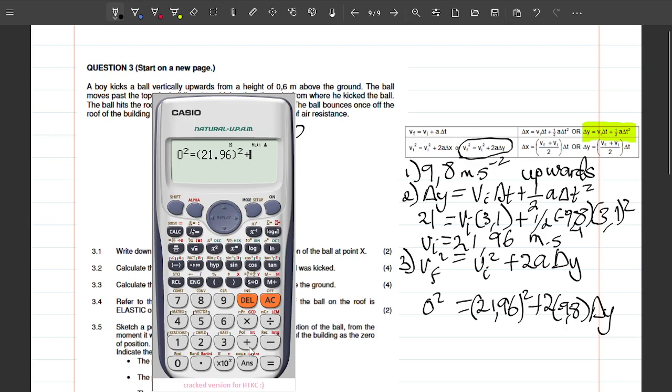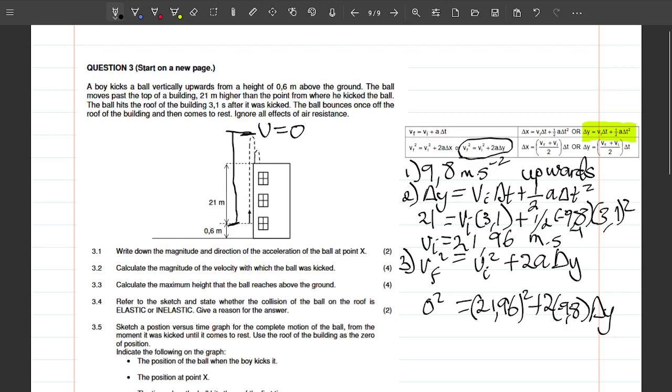Squared plus 2 multiplied by a negative 9.8, and this is multiplied as well by the unknown x. So that's our unknown we're trying to find, which is our y. Shift solve equal, and then we get our answer there, which is 24,60. So that's just 24,6. So 24,6 is what we're going to have for our y, the total projection.